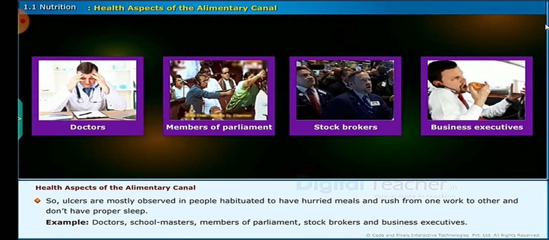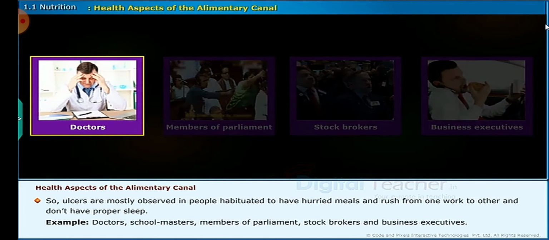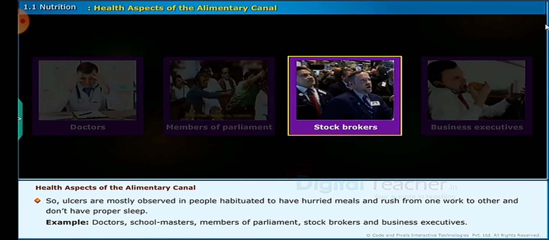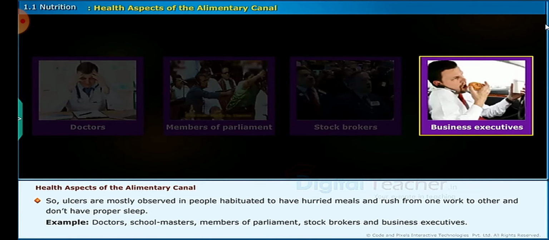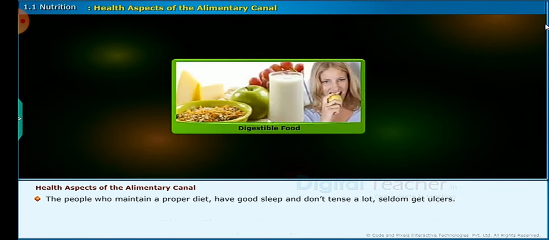So, ulcers are mostly observed in people habituated to have hurried meals and rush from one work to another and don't have proper sleep. Example, doctors, schoolmasters, members of parliament, stockbrokers, and business executives. The people who maintain a proper diet, have good sleep, and don't tense a lot seldom get ulcers.